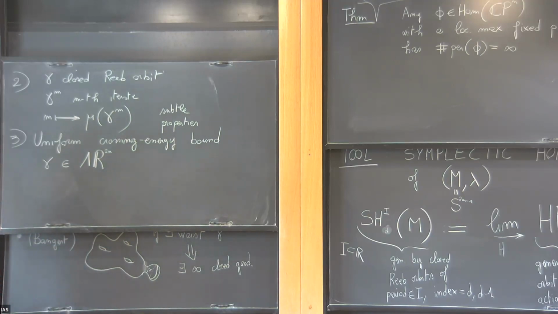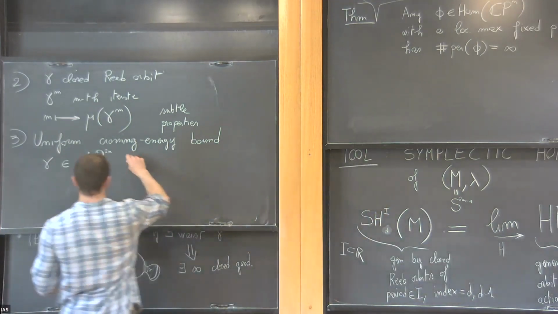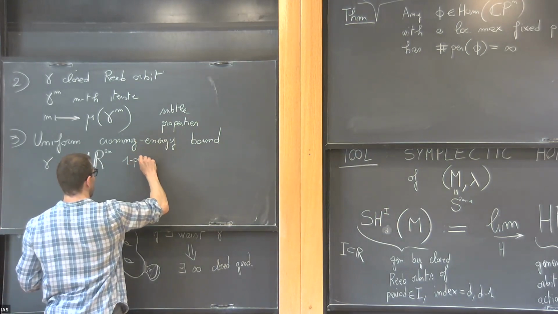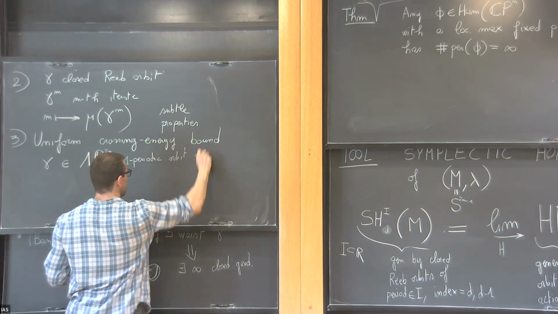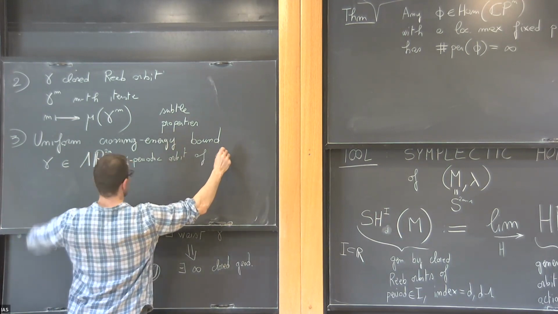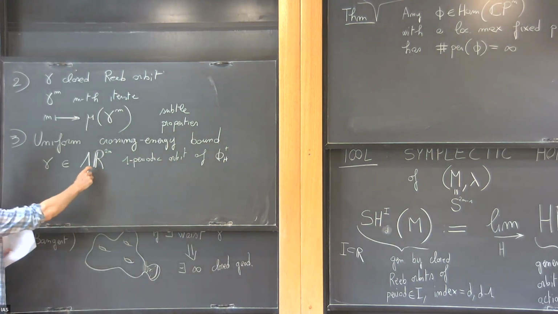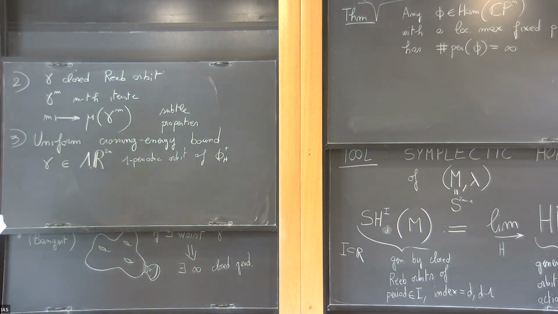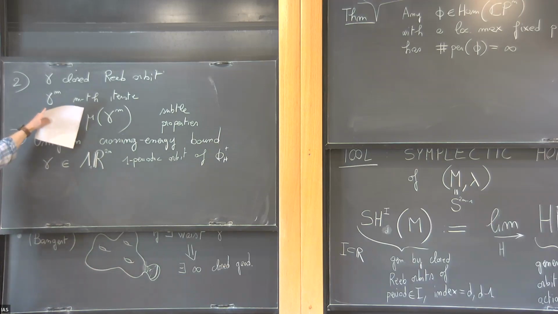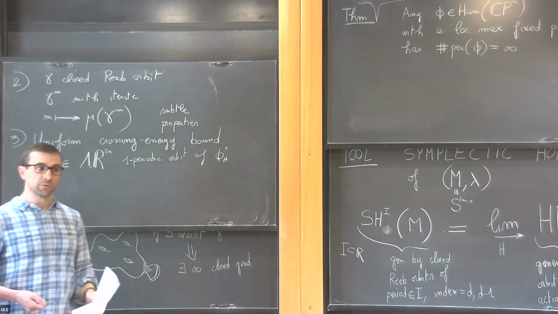Now, let's work in this picture. Let's say that this is a one-periodic orbit of phi_H^t, and so this is a space of loops of period one. Let's write a one here to keep track of the period. And now, gamma to the m, likewise, will belong to Lambda_m R^{2n}, the space of m-periodic loops.